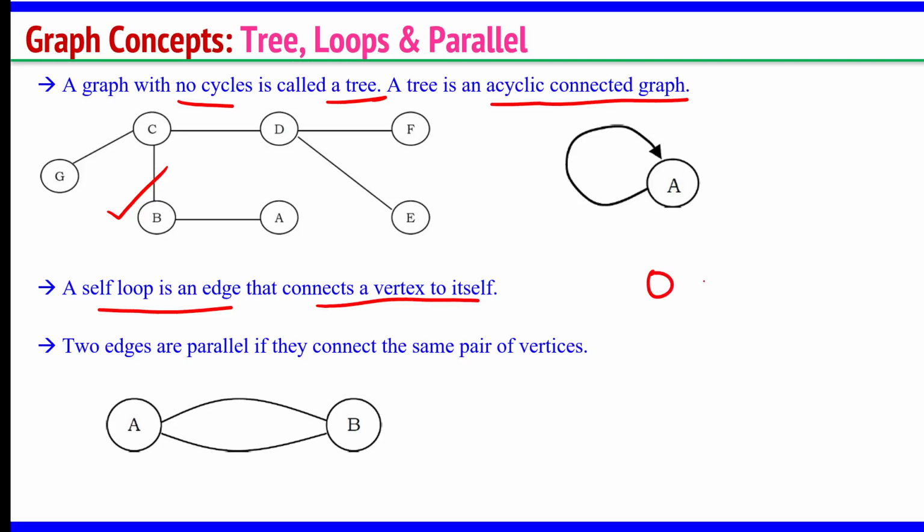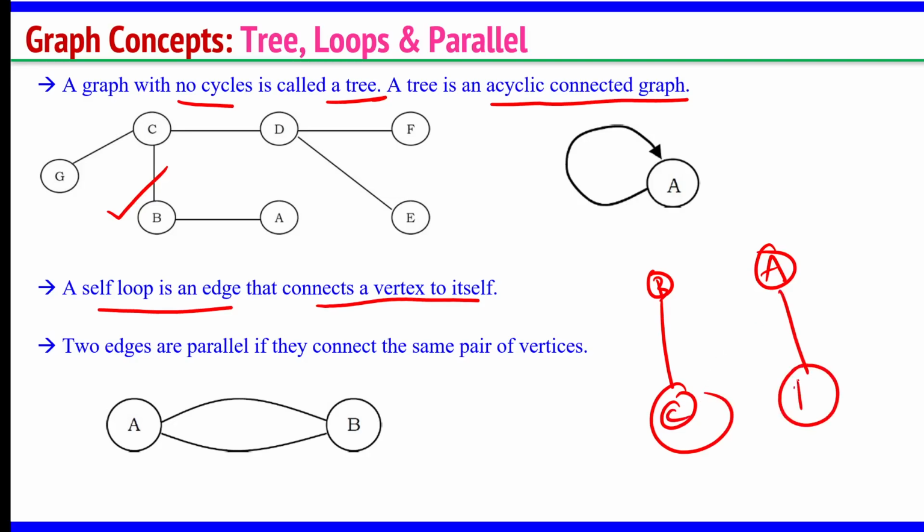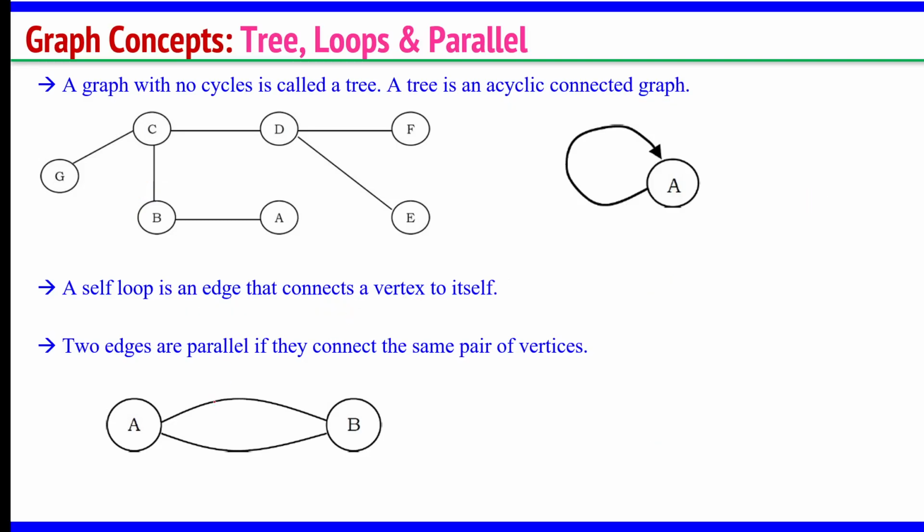So in a graph I have something like this, C and I have D. I have a small graph, if it is connecting to itself, this is called a self loop, and two edges are called parallel. Two edges are parallel if they connect the same pair of vertices, like this, AB.